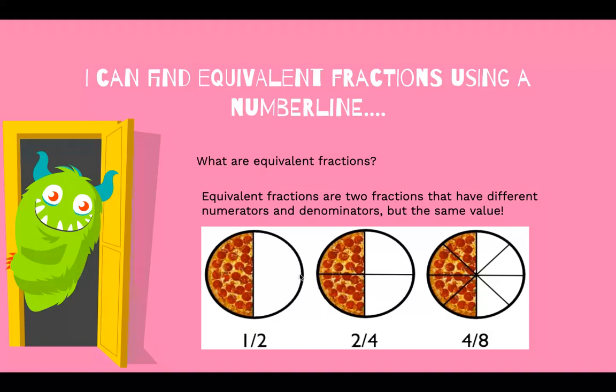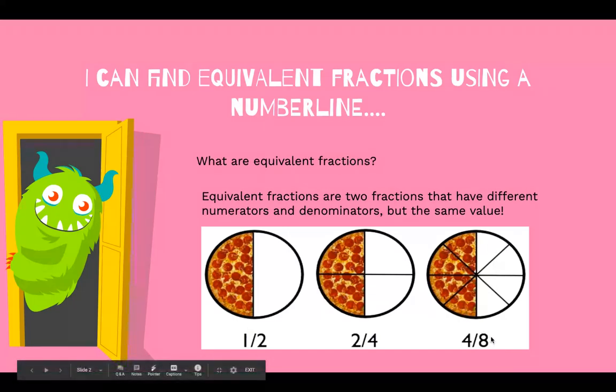So here I have one out of two slices covered in cheese and pepperoni. Here I have 2 out of 4 slices covered with cheese and pepperoni. The value is the same. The slices are just smaller, and now I have more pieces. Here, that pizza has been cut up into more slices. Each of those fourths has been cut in half again to create a total of 8 slices.